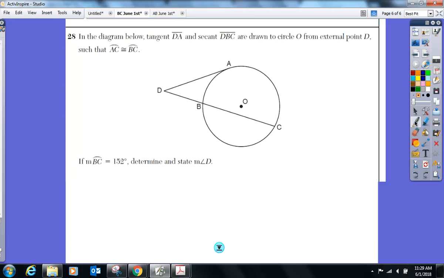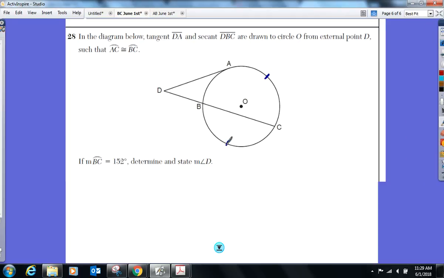All right, here we go. Arc AC and arc BC are congruent. Thank you very much. Got some secant and a tangent. Arc BC is 152. What's the measure of angle D? All right. This just comes down to, do I remember the rule or not? And hopefully by the 19th, we'll remember the rule.